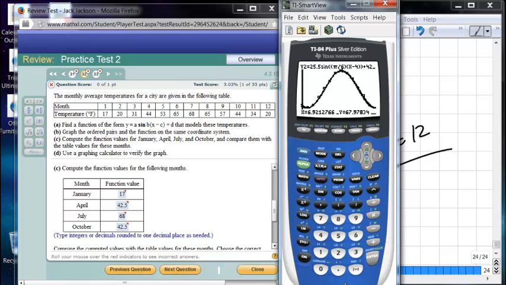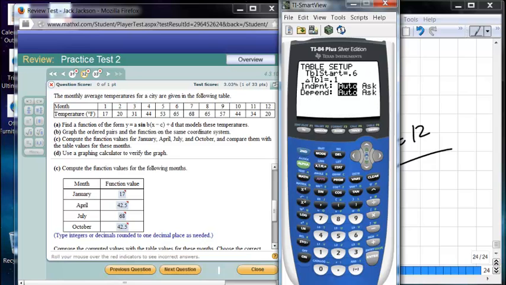So now I can just do trace and type in different values, like 1 for January, and it's 17, and April is 4, so that'll trace to 4 using that model that they want us to use, and it's 42.5. And July is the 7th month, so type in 7. That traces to there and gives us 68. And October is the 10th month, which is 42.5.